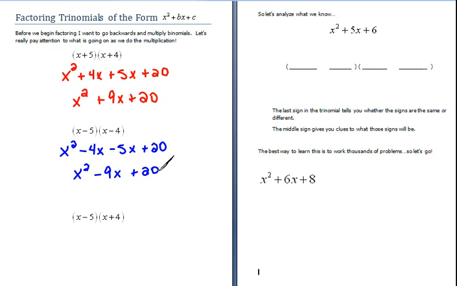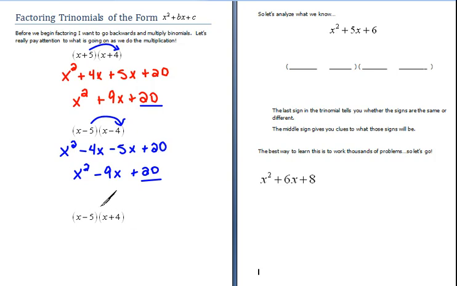Now let's look at the last term. The last term, this 20, is the exact same thing in both of these problems. Well, you think about where the 20 came from. The 20 came from multiplying the 5 times the 4. And here again, this 20 came from multiplying the 5 times the 4. So it really didn't matter what those signs were. Because they were the same sign, our last answer is always positive. That's very important to understand.